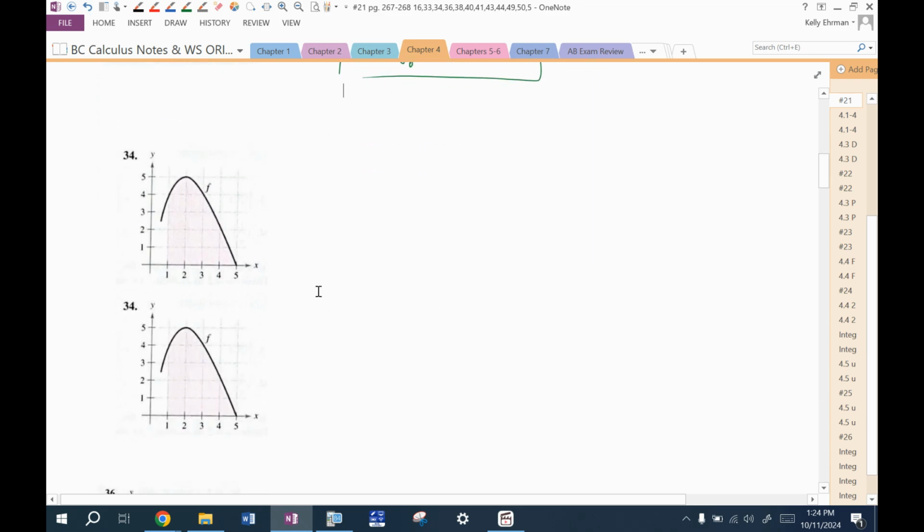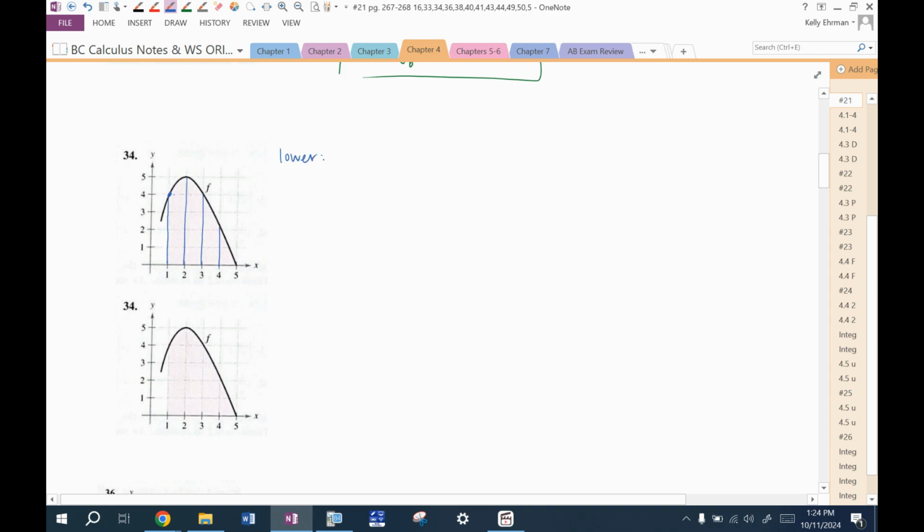All right, for number 34, same thing. The shaded region, it's hard to see, is between 1 and 5. So we're still using rectangles of width 1. Now this is a little different because f is increasing for a bit and then decreasing. So whether we're using a left or a right kind of depends. We're trying to find a lower sum.